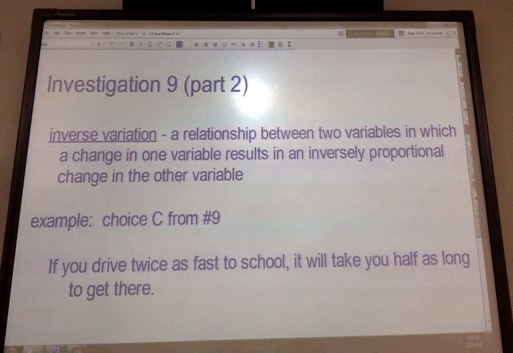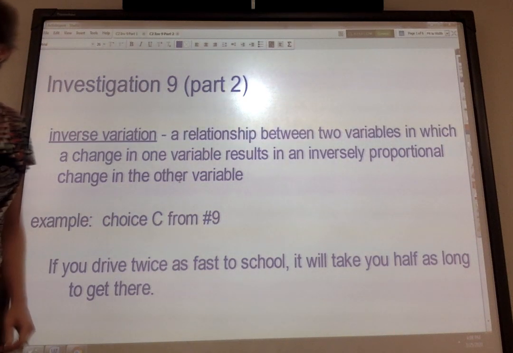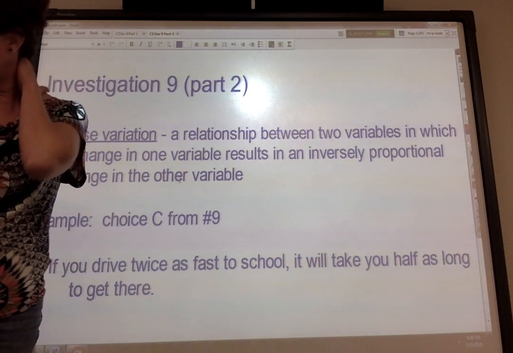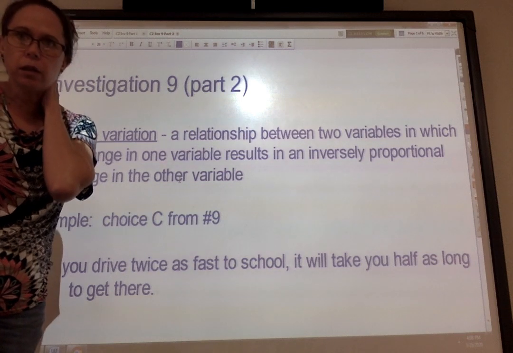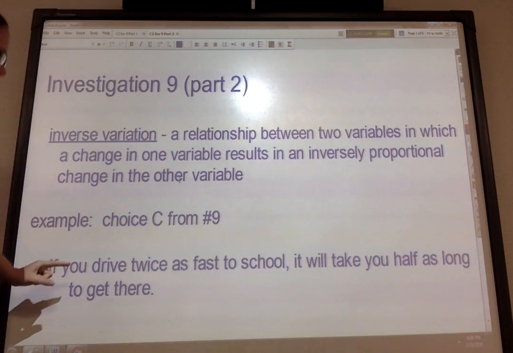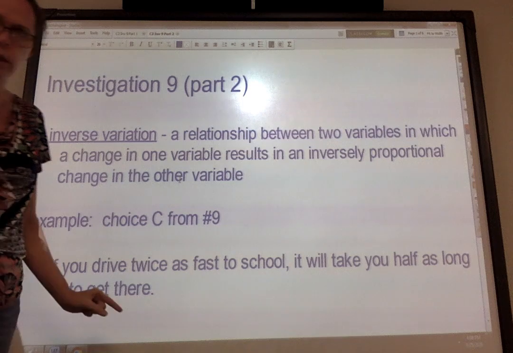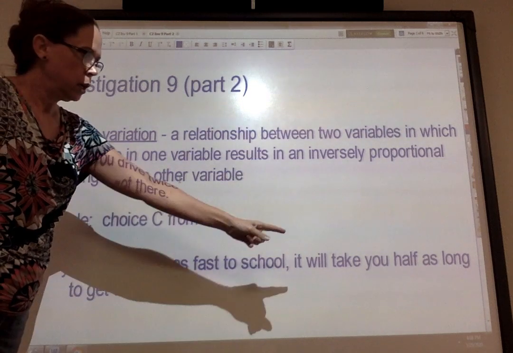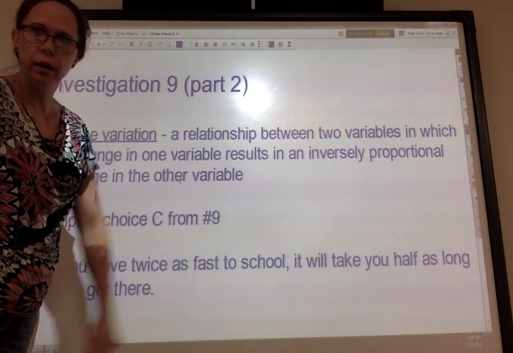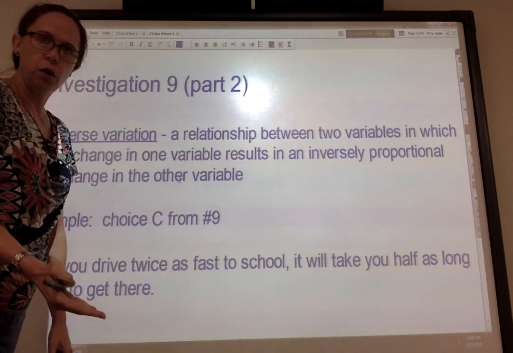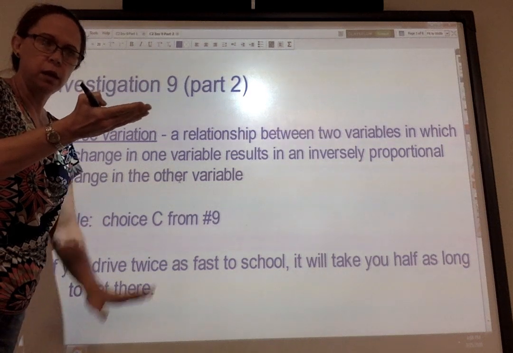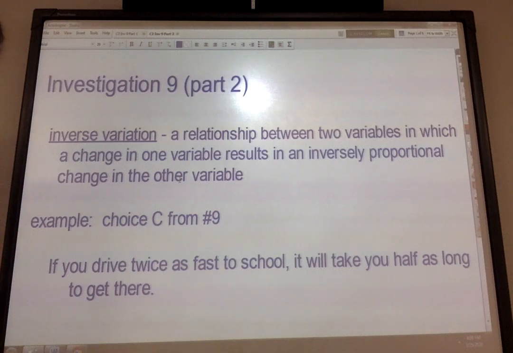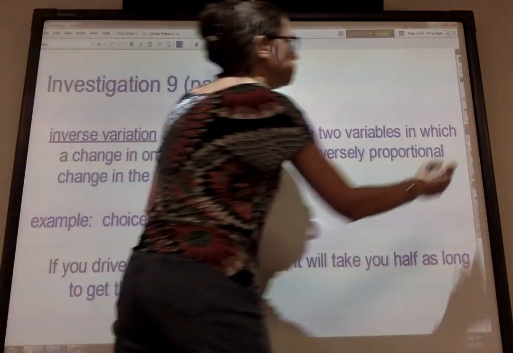Okay? A good example is choice C from number 9 in our investigation, which is talking about the speed at which you travel to school and the time it takes to get to school. Okay? So think about it. If you drive twice as fast to get to school, it does not take you twice as long. It only takes you half as long. Okay? So our variable of speed is increasing, but the time it takes us is decreasing. This is an inverse relationship. Okay?